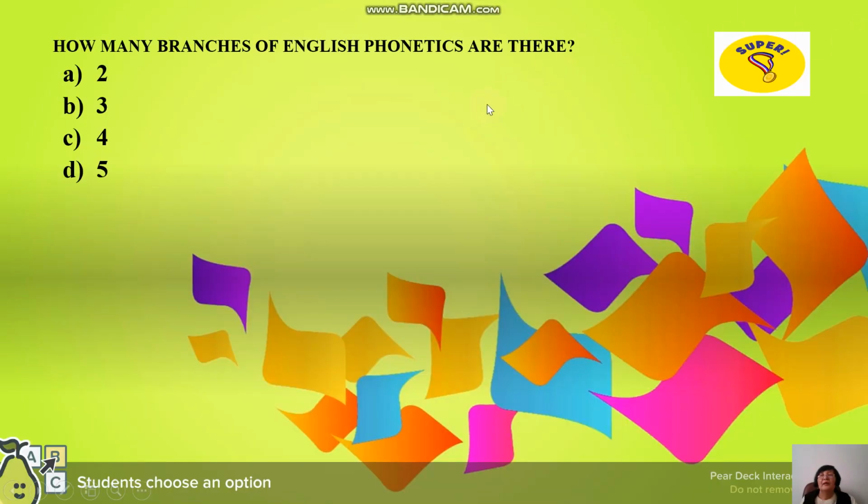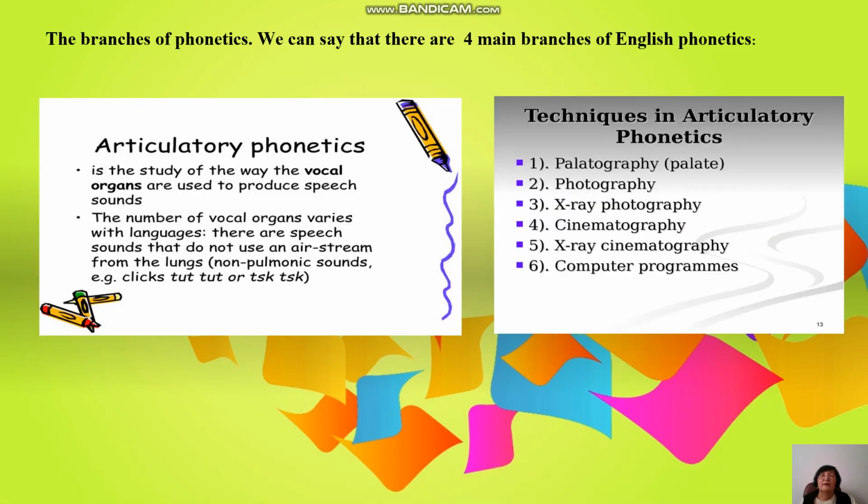Now, how many branches of English phonetics are there? What do you think? Please write your response. You have 1 minute. Thank you. The branches of phonetics, we can say that there are 4 main branches.